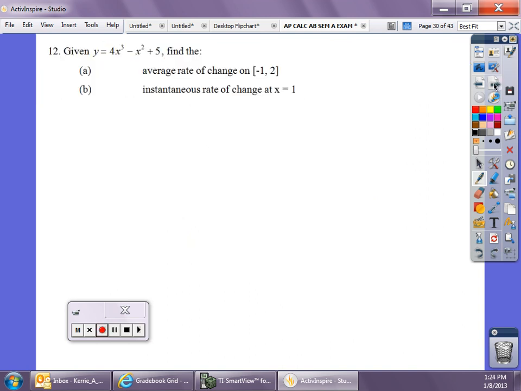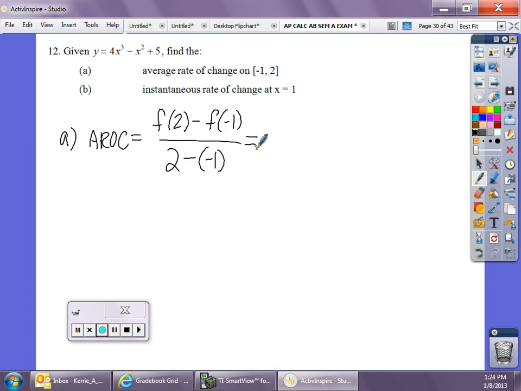All right, number 12, last one. Letter A, average rate of change from negative 1 to 2 would be f of 2 minus f of negative 1 all over 2 minus negative 1. So f of 2 would be 33. F of negative 1 would be 0, and all over 3, so we get 11.